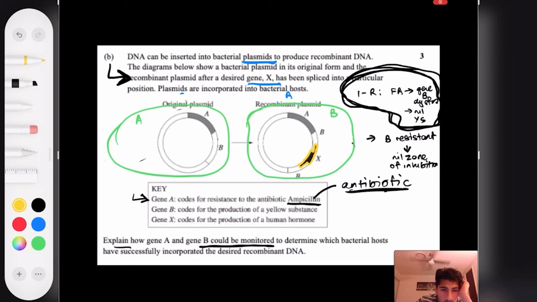Okay. So we can say that it's gene X that is causing gene B to not be expressed and then code for the yellow substance. That's what we're saying here. That we know that gene X has been correctly inserted when gene B stops working, full stop. Yeah, good. All right. So coming back to this, gene B, how could gene B be monitored? I kind of gave it away.